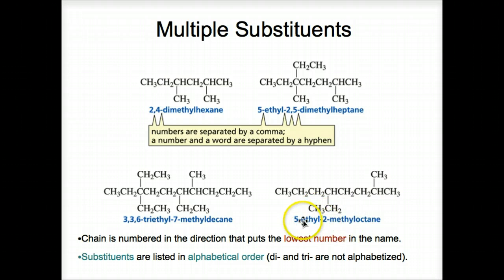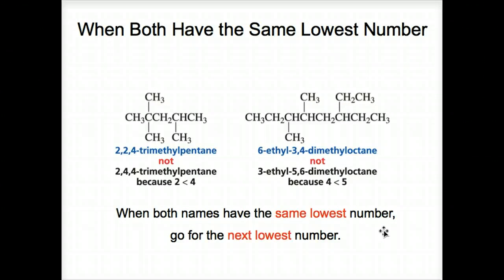Ethyl comes before methyl because of E before M. And we number it to get the lowest number we can. Of course, there's a 2 for the methyl, so we'll number it this way: 2, 3, 4, 5. So 5-ethyl-2-methyl-octane. When both have the same lowest number, go for the next lowest number. So if we have a tie, we can't change that number, but we can number it in a way to get the next number to be the lowest. 2,2,4-trimethylpentane is better than 2,4,4-trimethylpentane, obviously because 2 is less than 4.